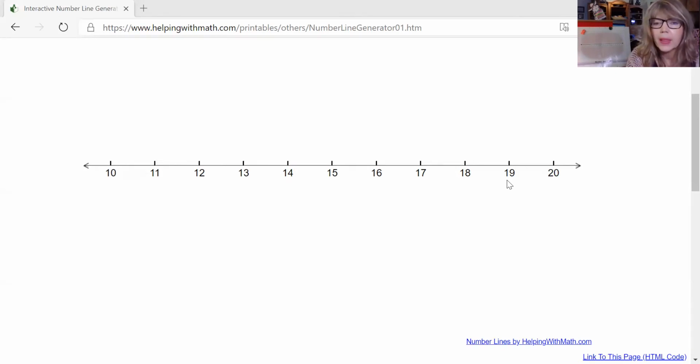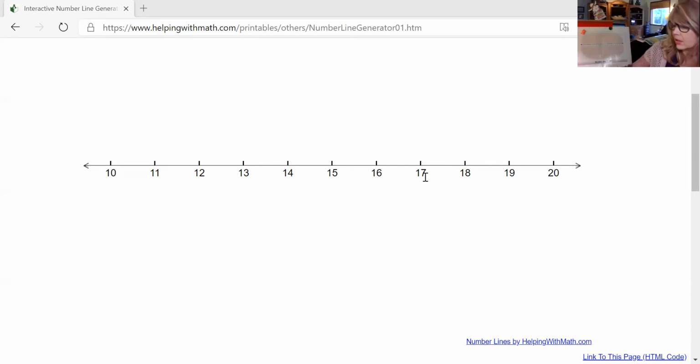Subtraction, take away. Well, let's start right here on the 20, this big number. But we want to take away 3 numbers. 20 minus 3. Let's take 3 away from 20. So let's count back 3 times. 1, 2, 3. That takes me to 17. So 20 minus 3 is 17. Let's go backwards. 19, 18, 17. Yes, 20 minus 3 is 17.